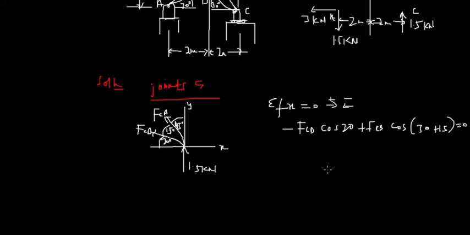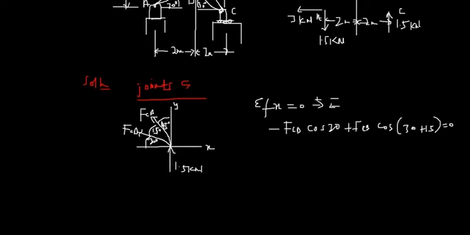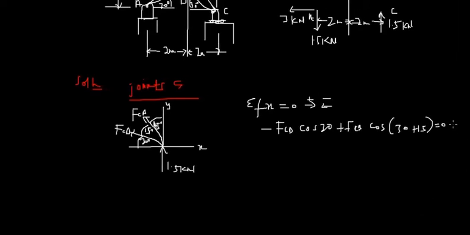You can notice that this looks like a system of equations, so let's simplify this further. We have FCD cos 30 degrees plus FCB cos 45 degrees equal to 0. So this will be equation 1.